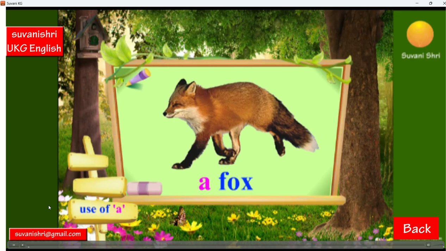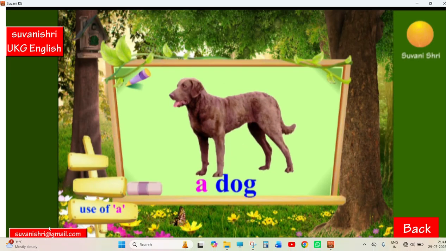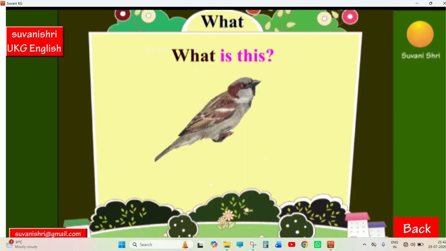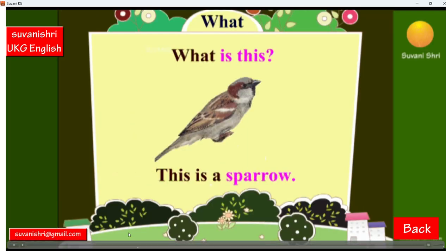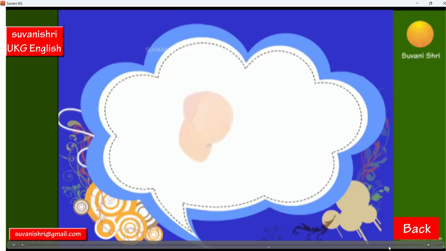A fox. A dog. A nut. What is this? This is a sparrow. Crab. Cap.